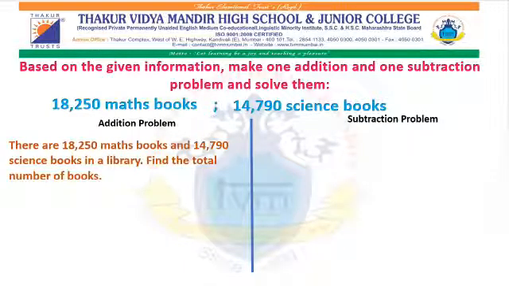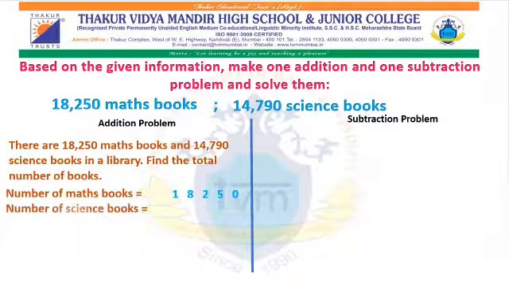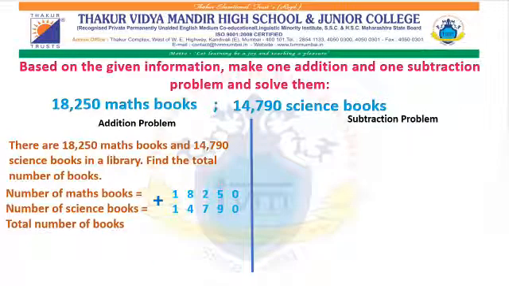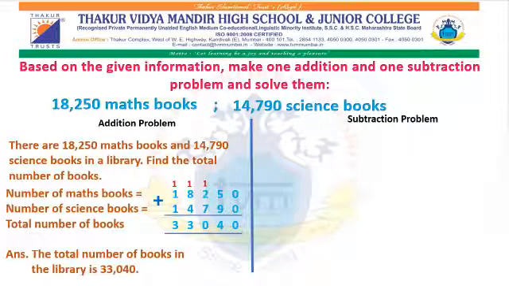There are 18,250 maths books and 14,790 science books in a library. Find the total number of books. Number of maths books, number of science books, total number of books. So after adding, we will get the answer 33,040. So now I will write my final statement. The total number of books in the library is 33,040. Now moving towards the subtraction word problem.